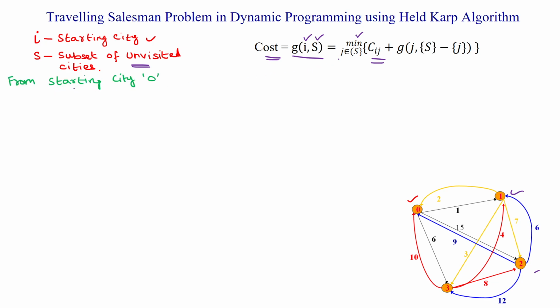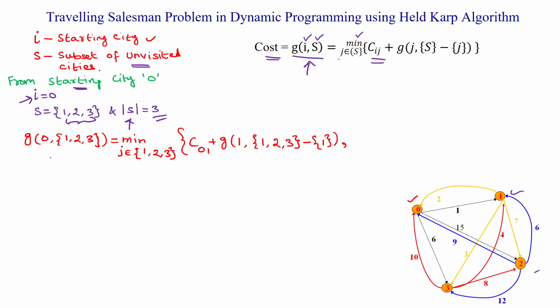So now when you are starting from city 0, I is 0. Now when you substitute the values here, S has 3 unvisited cities, so the count of unvisited cities is 3. Then we substitute I equal to 0, S is 1 to 3, and minimum over j belongs to S, 1 to 3.